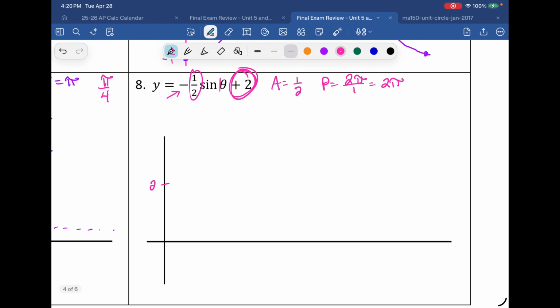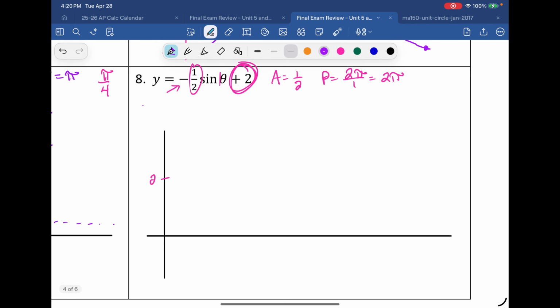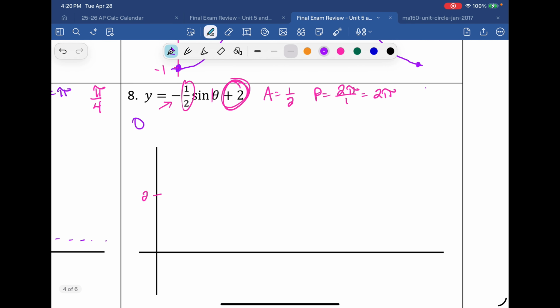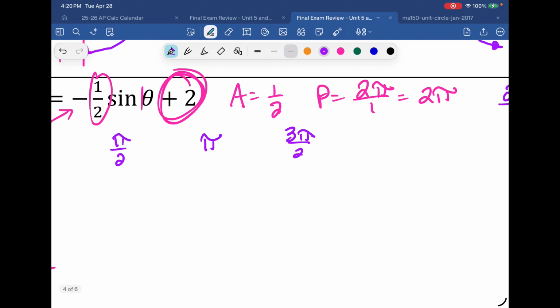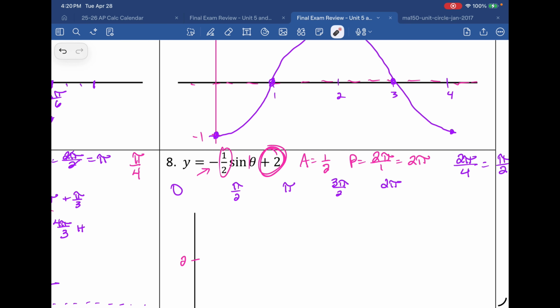So 5 key points, always go to 0. Take your 2 pi, divided by 4. So there's 4 remaining points. It's pi over 2. So the rate of change for the x's is pi over 2. So each x increases by pi over 2. So pi over 2, 2 pi over 2, which is pi, 3 pi over 2, 4 pi over 2, which is 2 pi. Your last key point should be the period.